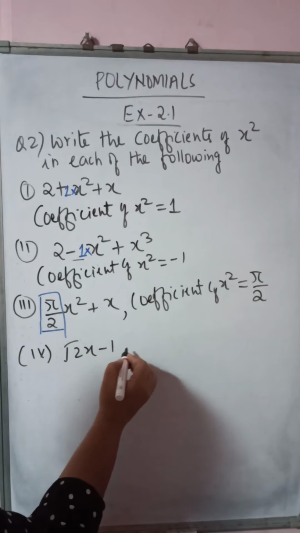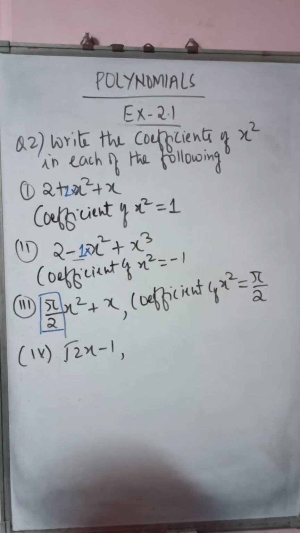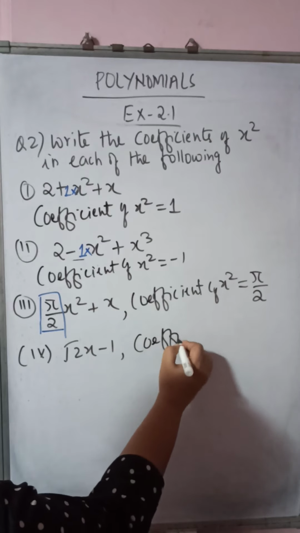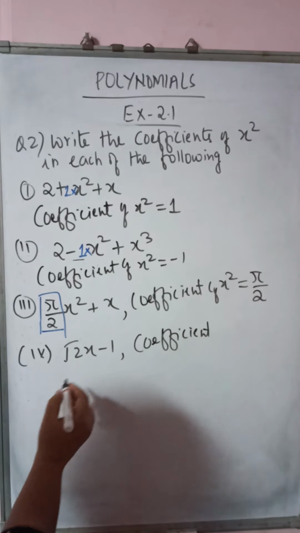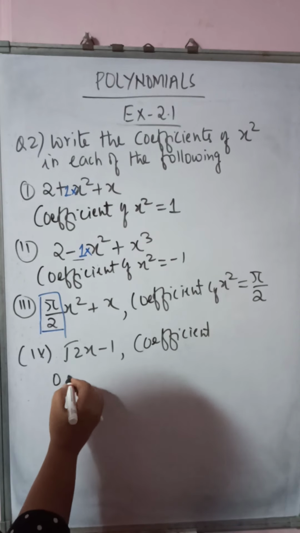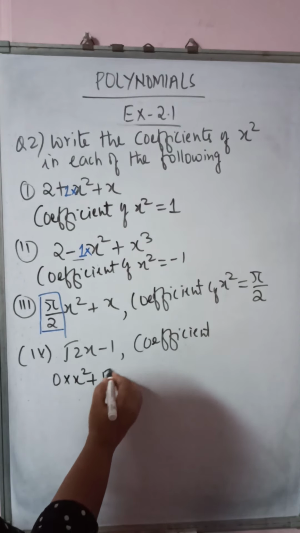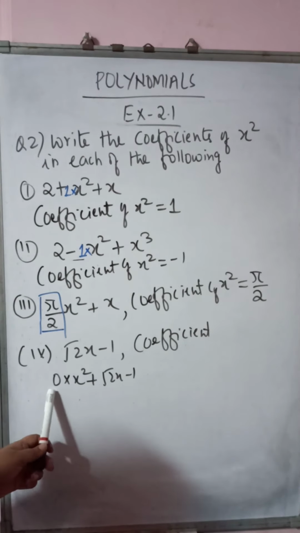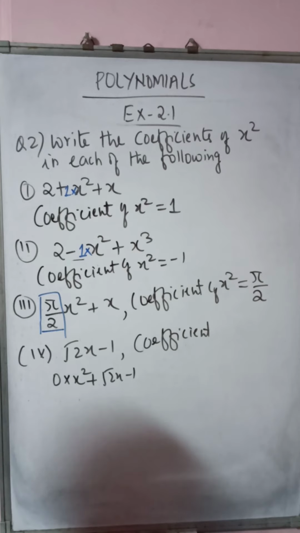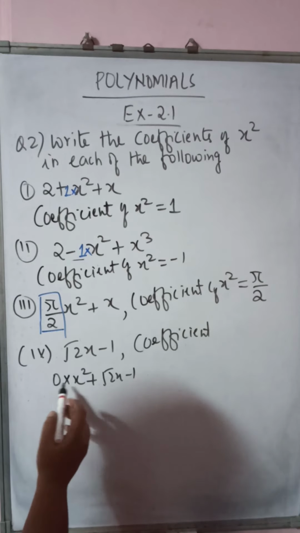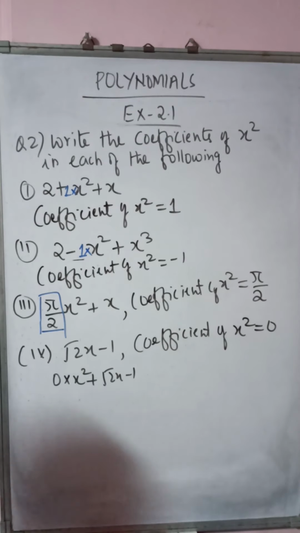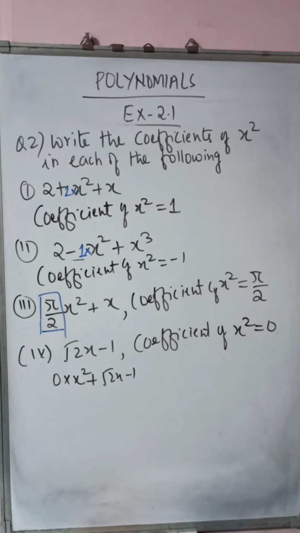root 2x minus 1. Can you find any x square term here? No. So what will be the coefficient? Because there is no such term, you can write this expression as 0 into x square plus root 2x minus 1. This way also you can write, because whatever number you multiply with 0, you will get 0 as the answer. So the coefficient of x square is 0, because there is no x square term here. Okay, so this question number 2 is done.